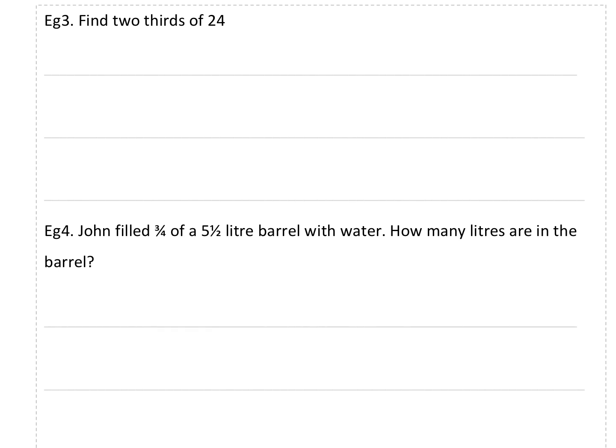Example 3. Find 2/3 of 24. You begin by finding 1/3. To find 1/3, you divide it by 3. 24 divided by 3 is 8. 2/3 then will be double the size, so we times 8 by 2 and we get 16.